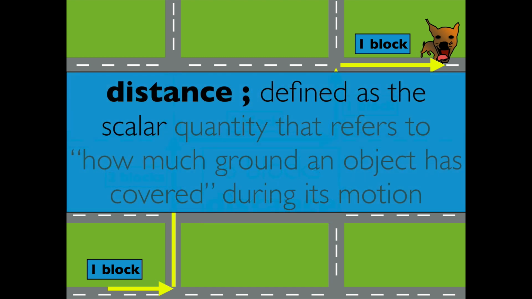So he traveled a total distance of 6 blocks. By definition, distance is a scalar quantity. Now remember, with scalar, I have a magnitude, 6 blocks, but no direction. It's defined as a scalar quantity that refers to how much ground the object has covered during its motion. How much actual ground.